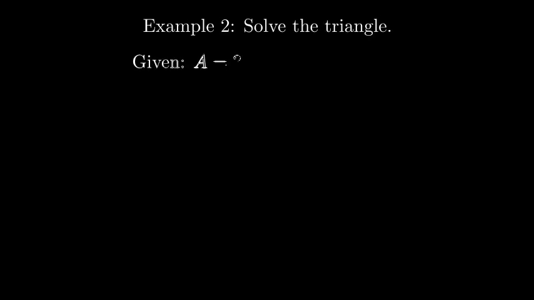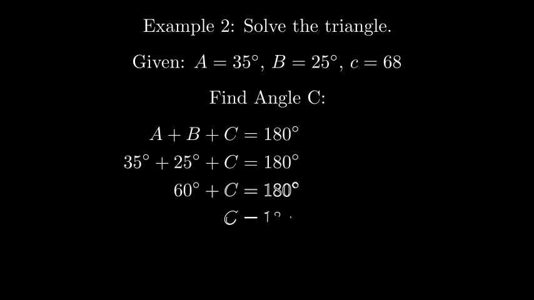Now let's look at an angle-side-angle, or ASA, case. Here the known side is between the two known angles. In this example, we're given angle A is 35 degrees, angle B is 25 degrees, and the side between them, side C, is 68. Just like before, our first step is to find the third angle, angle C. We sum angles A and B, which is 60 degrees, and subtract from 180. This gives us angle C equals 120 degrees.